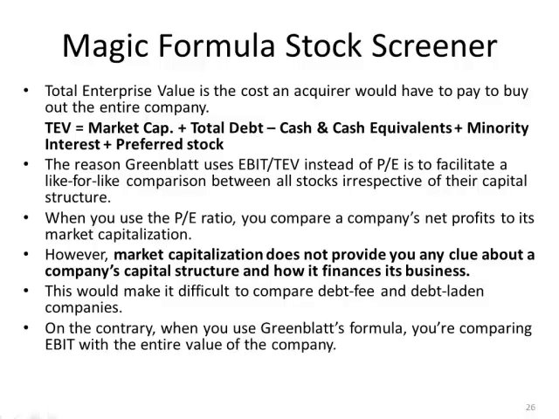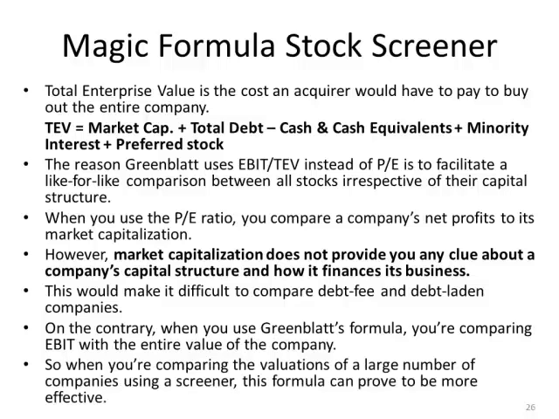So on the contrary, whenever we use Greenblatt's formula, we're actually comparing EBIT, or earnings before interest and taxes, with the entire value of the company, right? It's taking into account both the debt and the equity of the company. So whenever we're comparing the valuations of a large number of companies using a screener, because companies have different capital structures, this formula can be more effective, right? And that's the reason we used total enterprise value.